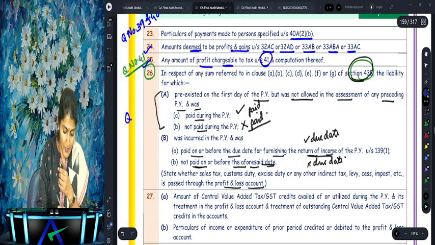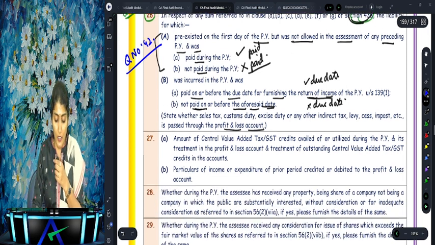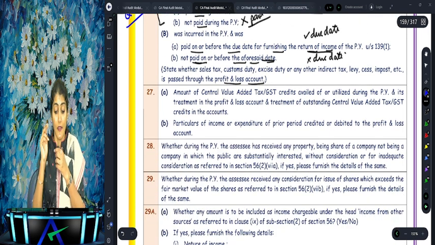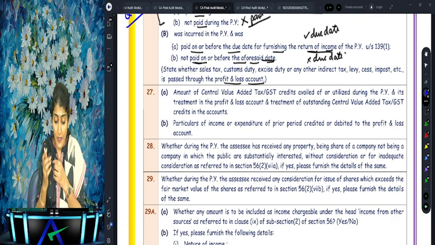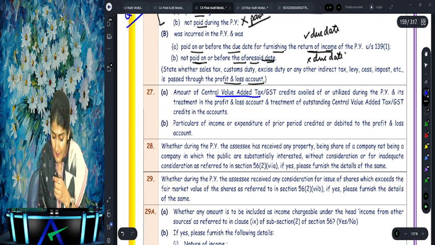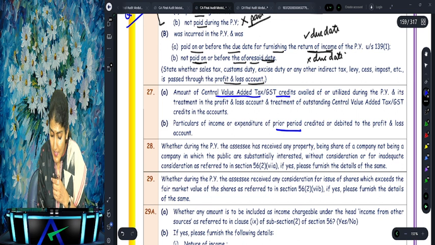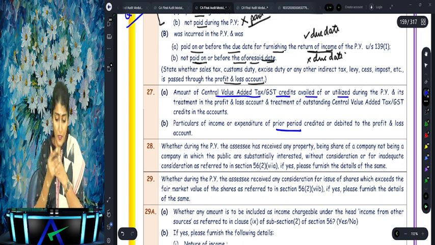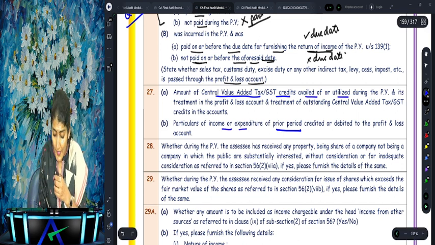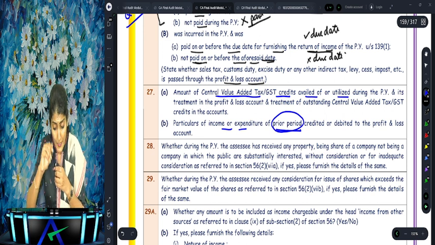Over here we write down question number 42. Then after that, what is 27? It is regarding the SENVAT credit and the prior period items. So the amount of SENVAT or GST credit availed or utilized during the previous year, and the particulars of item of income or expenditure of the prior period credited or debited to the P&L.